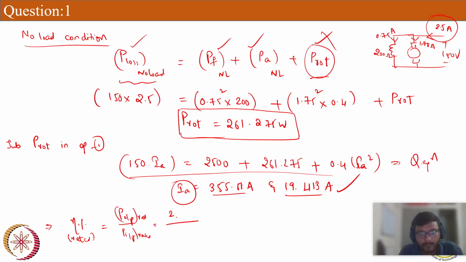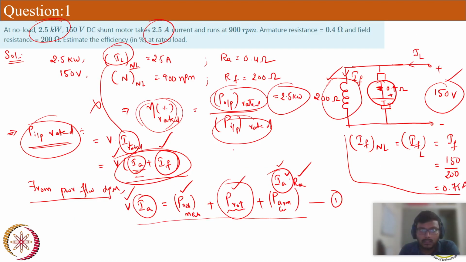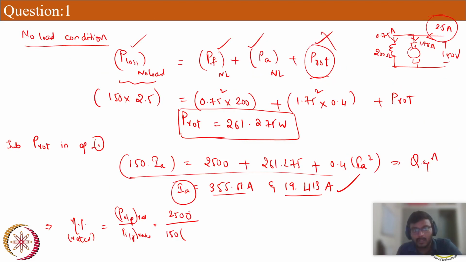My output is 2500, 2.5 kilowatt. My input is 150 multiplied by IA plus IF. My IA is 19.413 plus IF is 0.75, now into 100, because it's in percentage. Can someone tell me the answer, please? This will give us the percentage efficiency.